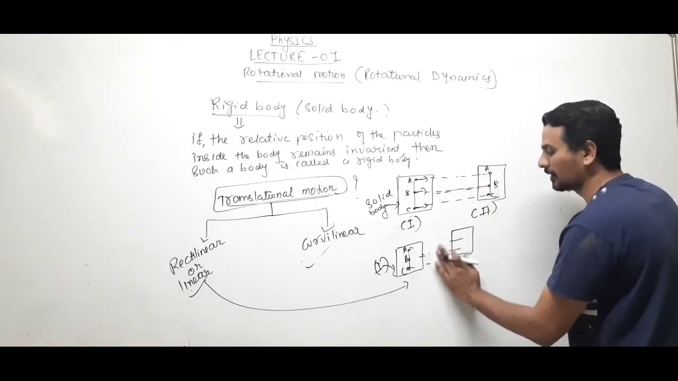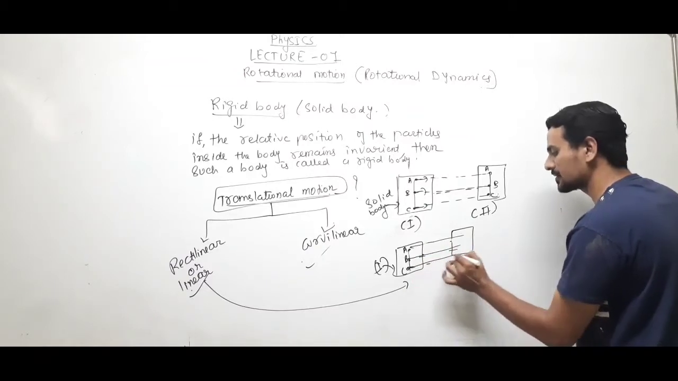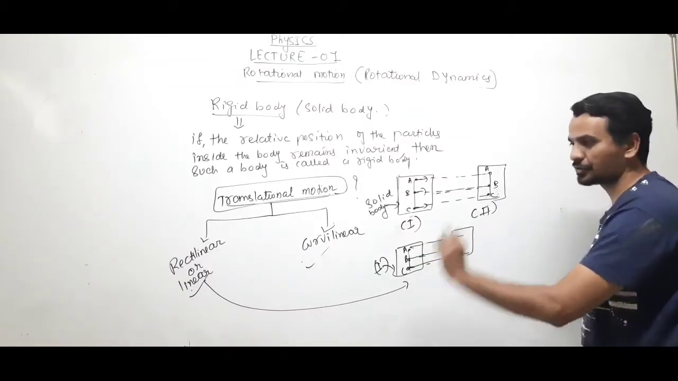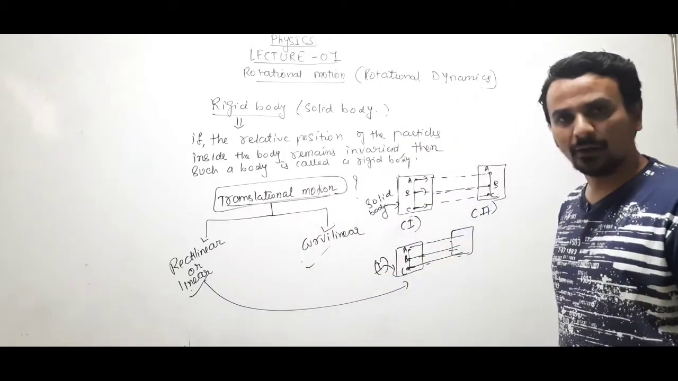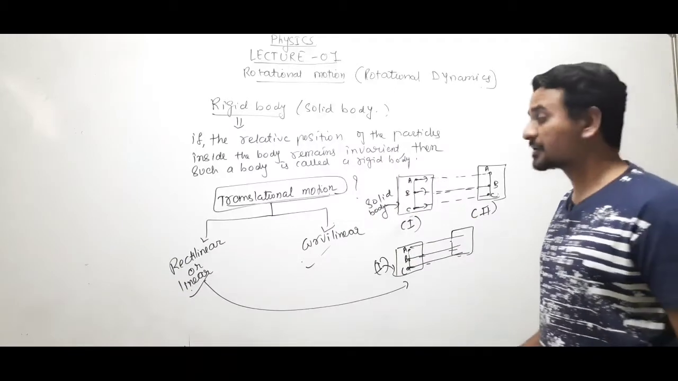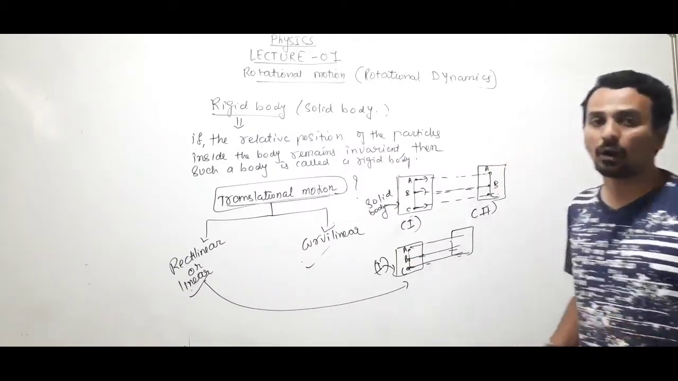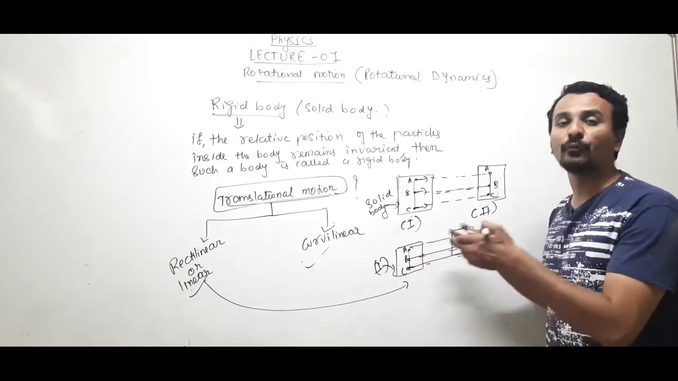This kind of motion is known as rectilinear motion or linear motion. That means when the constituent particles of the body move in a straight line remaining parallel to each other, that is known as rectilinear. So it is a type of translational motion, but it is not always required that the body will be moving in a straight line.